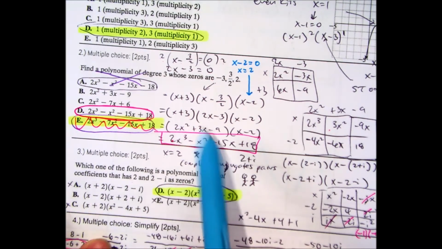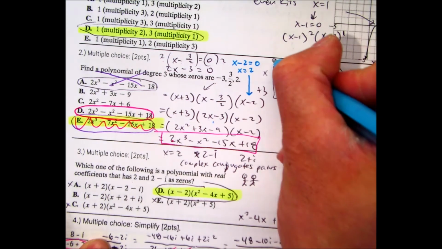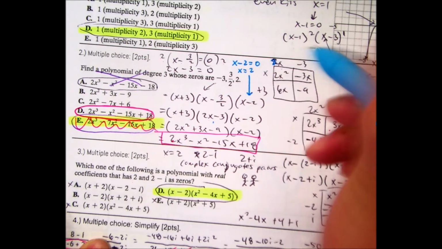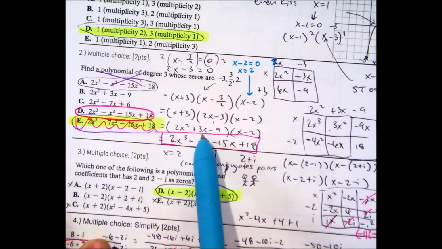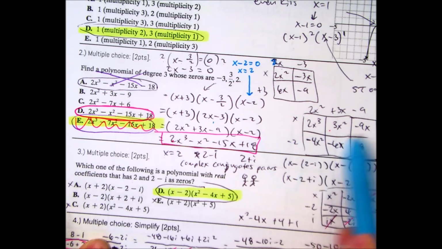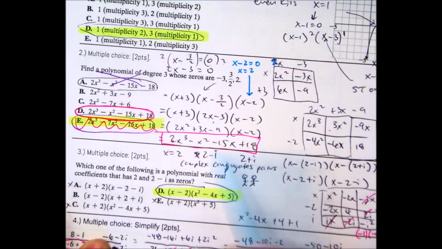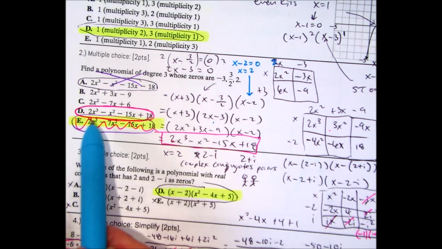Sorry. So the first thing I did is I multiplied x plus 3 times 2x minus 3. Use FOIL or the box, and you'll get 2x squared plus 3x minus 9. I take the trinomial and multiply it by the binomial. There I have a negative x squared, negative 15x, and a positive 18. That is choice D, your correct answer.